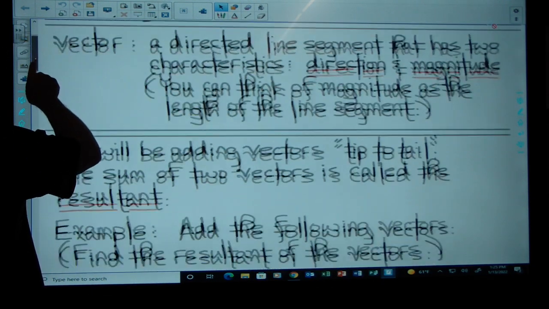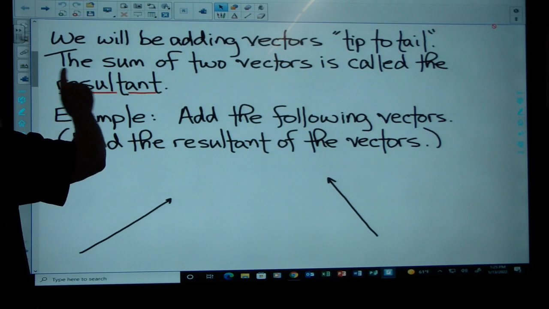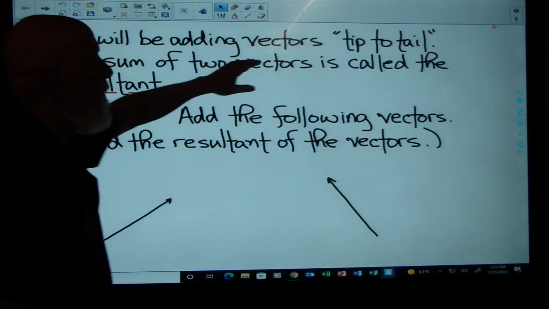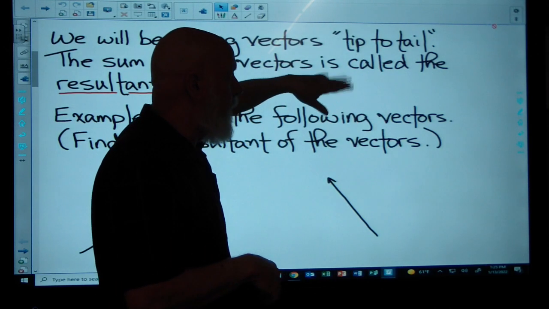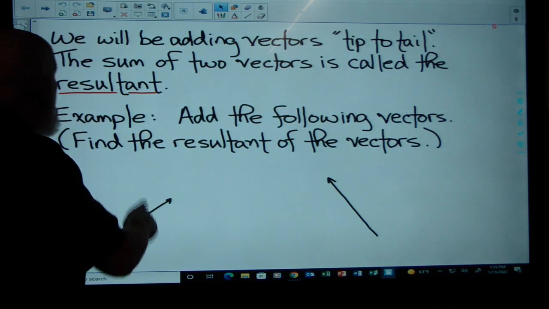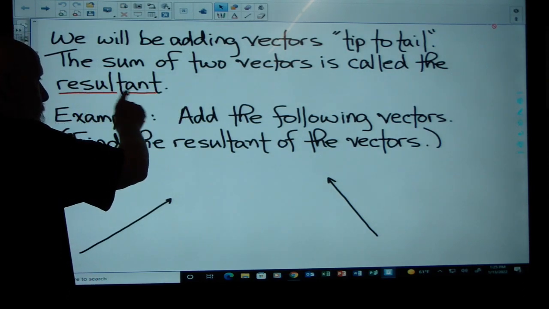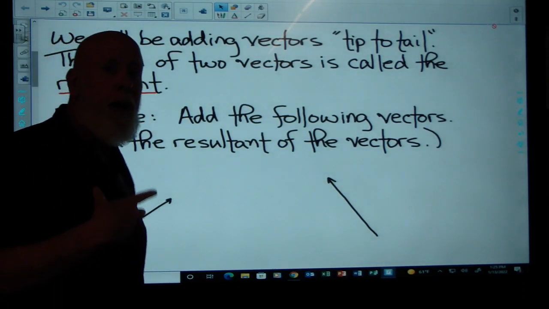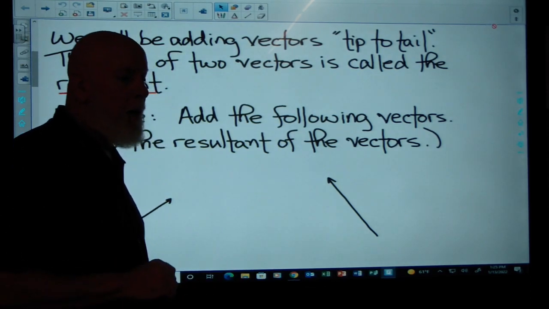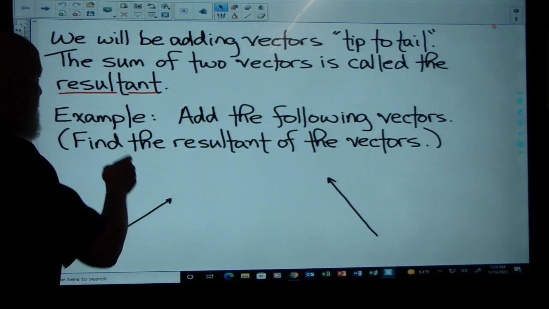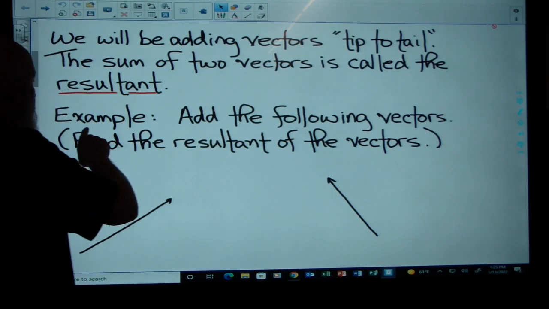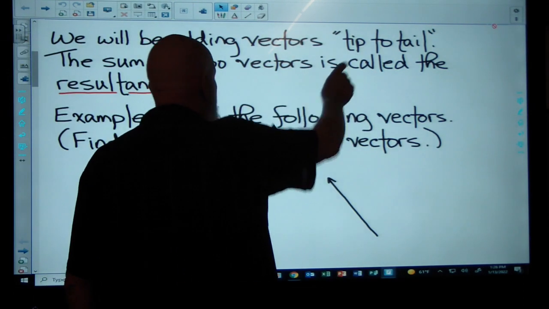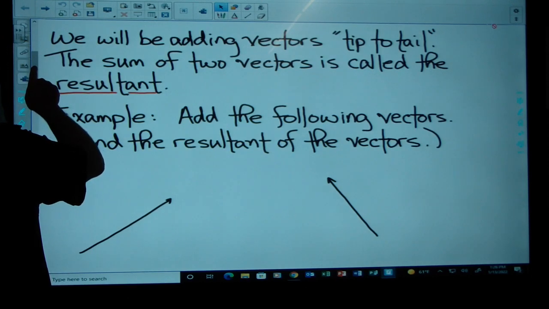So here we go. We're going to be adding vectors together, and when we do this graphically, we're going to use what's called the tip-to-tail method, and I'll try to illustrate that here in just a second. The sum of two vectors is called a resultant, and I'll show you how to find that graphically. There are algebraic approaches, but we're going to be doing it graphically. And here's an example. We're going to add the following vectors using the tip-to-tail method, and we're going to find the resultant. We're just going to sketch the resultant.